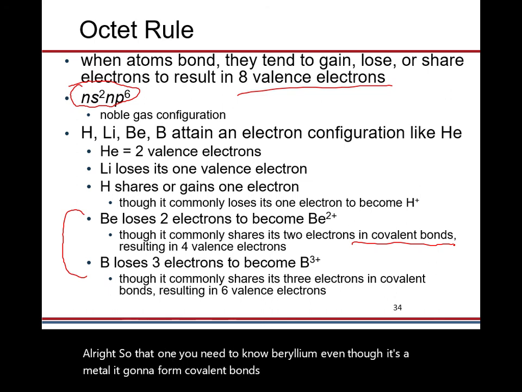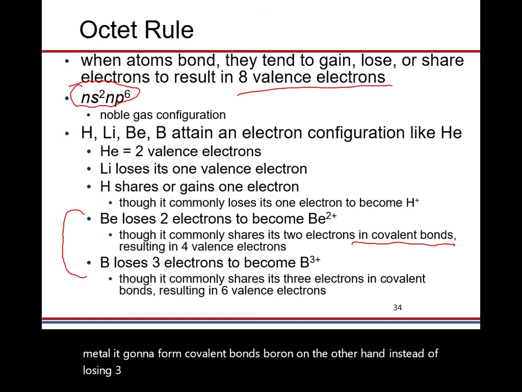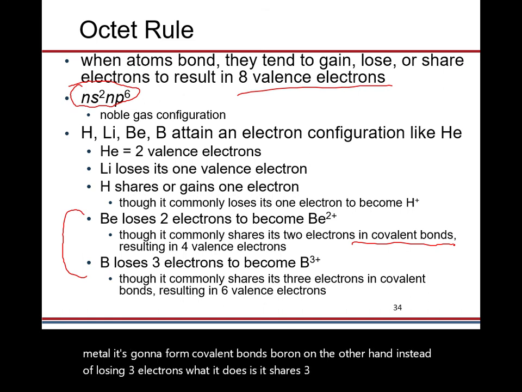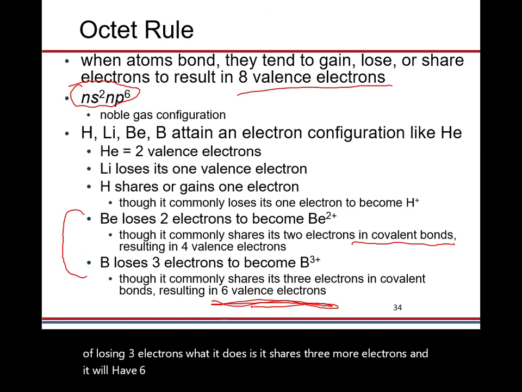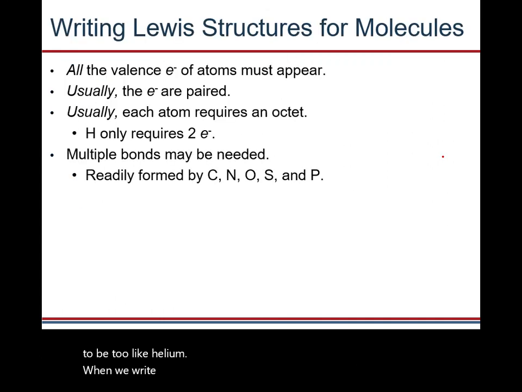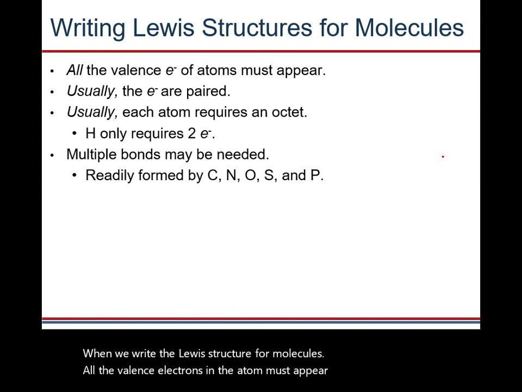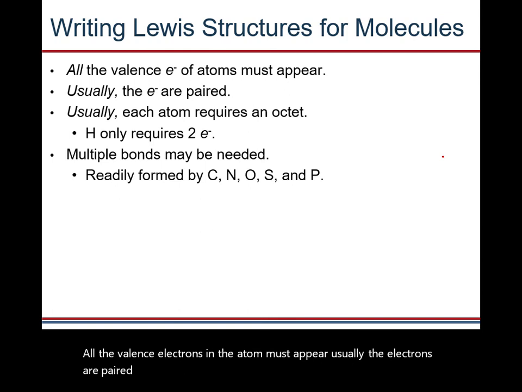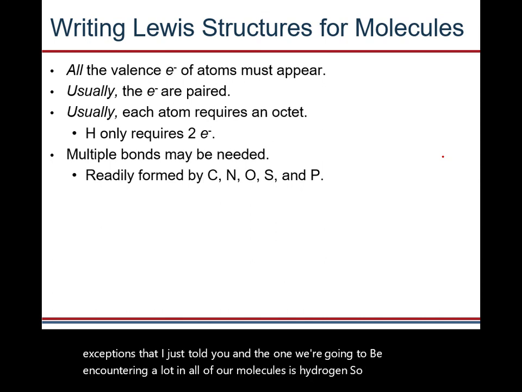Boron, on the other hand, instead of losing 3 electrons, shares 3 more electrons, and it will have 6 valence electrons in its shell rather than 8, or losing 3 to be 2 like helium. When we write the Lewis structure for molecules, all the valence electrons in the atom must appear. Usually the electrons are paired, and each atom will require an octet unless it's one of the exceptions that I just told you. And the one we're going to be encountering a lot in all of our molecules is hydrogen. So hydrogen will require 2 electrons.